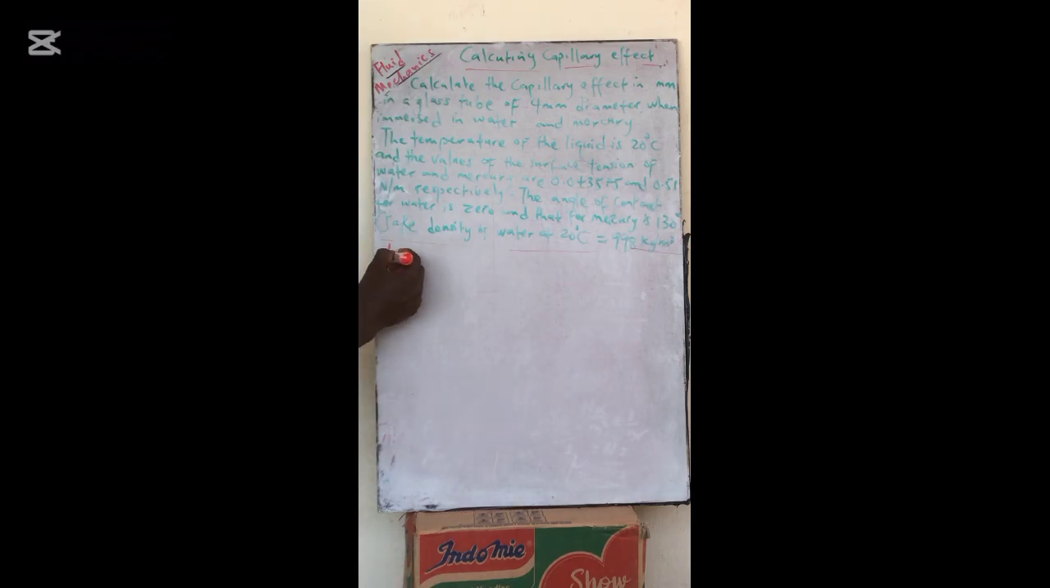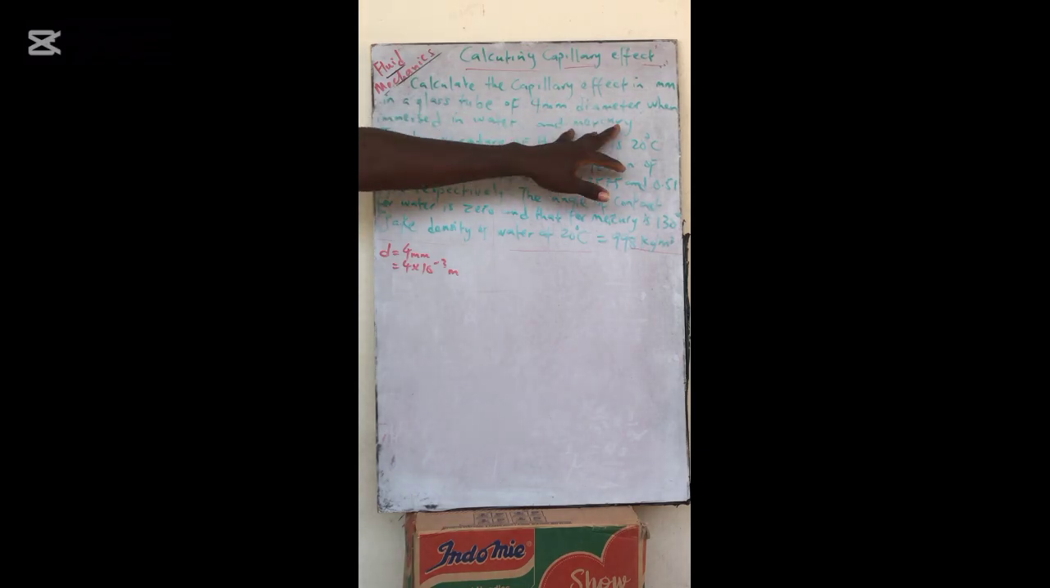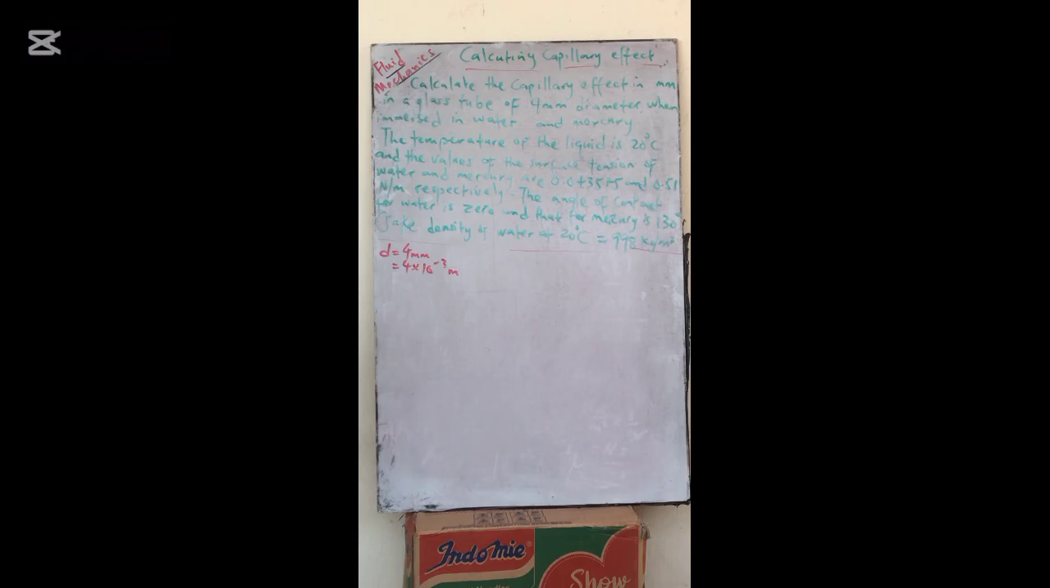So distance is 4 millimeter. Diameter is 4 millimeter already. So we change this one to meter as usual. So that will be 4 times 10 raised to power minus 3 meter. And let's read. When immersed in water and mercury. So we are dealing with two different liquids. We are dealing with water and mercury.